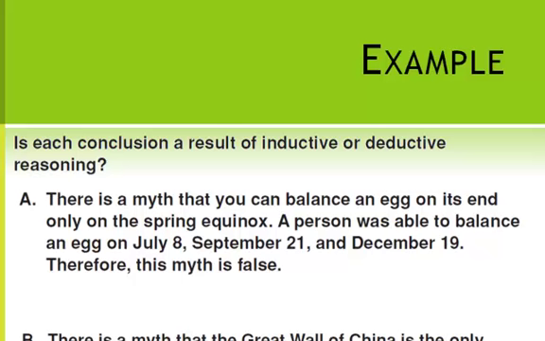So we're not trying to determine whether or not it's true or false. We're just trying to determine whether or not they used inductive or deductive reasoning. And for this, because they just used a series of events based on a pattern to determine that it's false, this would be an example of inductive reasoning.